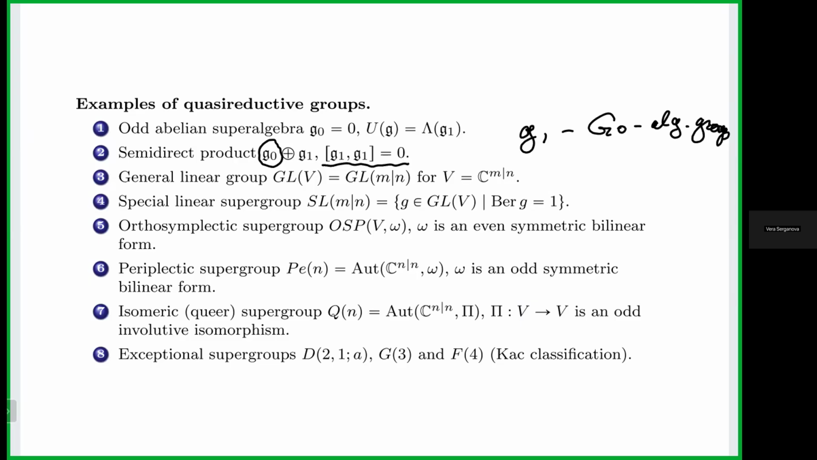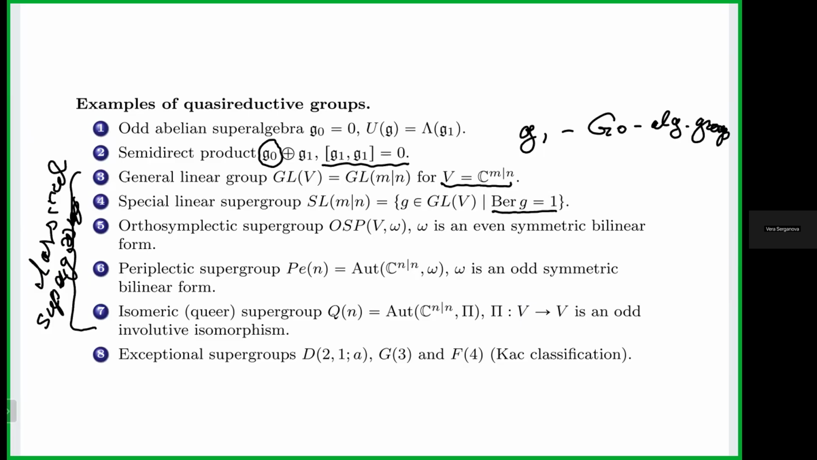So now there are examples which come from the classification of simple Lie superalgebras. And so the next examples here are the so-called classical supergroups and Lie superalgebras, like the algebra of automorphisms of some supervector space, the special linear group given by the condition that the Berezinian is 1.